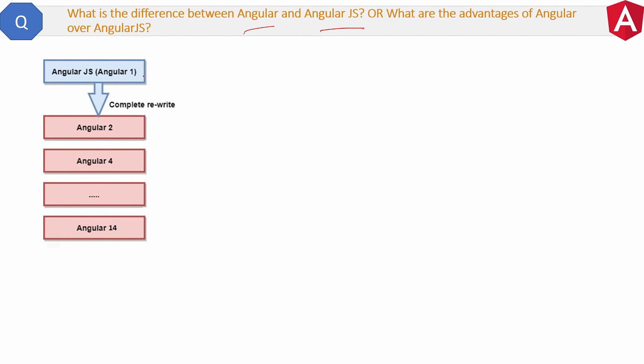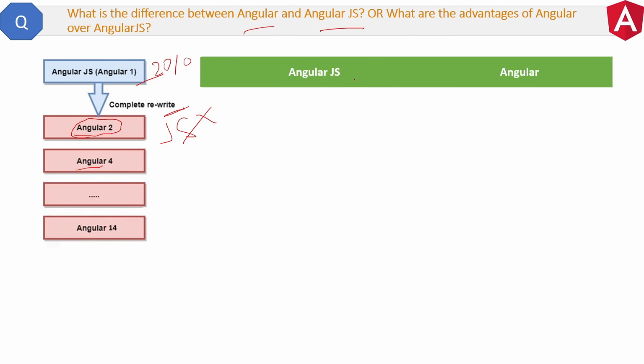Google first released AngularJS in 2010 and then they realized that there are some shortcomings of it, and therefore they rewrote the whole framework and named it Angular. They removed JS from the name because JS stands for JavaScript and now the new version can use TypeScript also. So the name of the new version is Angular only. Now in 2 minutes I will show you some main differences between Angular and AngularJS.